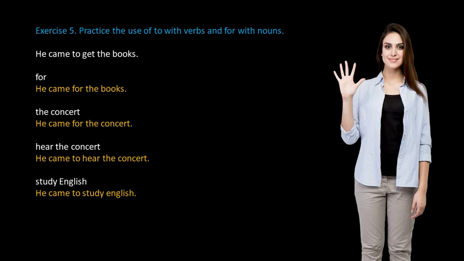Exercise 5. Practice the use of to, with verbs, and for, with nouns. He came to get the books. He came for the books. The concert. He came for the concert. Hear the concert. He came to hear the concert. Study English. He came to study English. Now, please do the following exercise. You can pause your video until you finish the exercise.